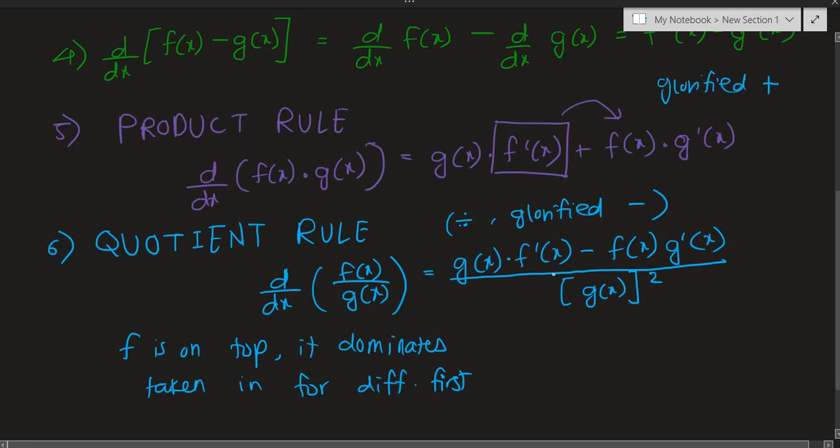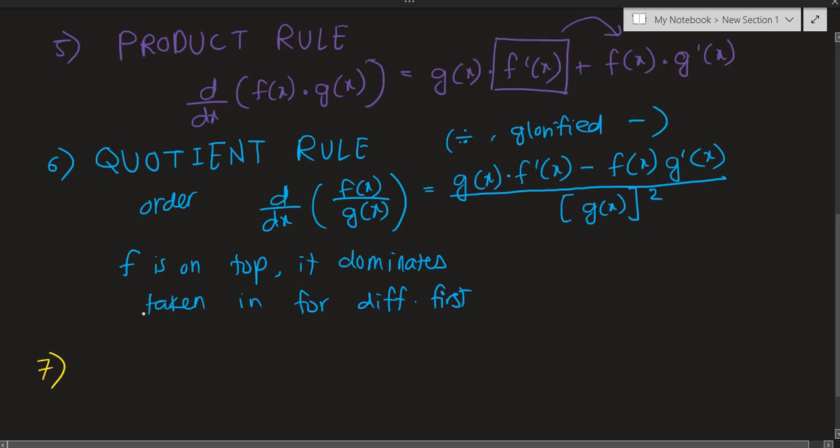But just remember the order here. So as I said, f dominates, so you take f first while g waits, minus, because division is glorified negation, minus, now you do the opposite, f is waiting while g is taken in for differentiation, and divide by the denominator function squared, or g of x squared. So that's probably an interesting way of remembering the quotient rule.